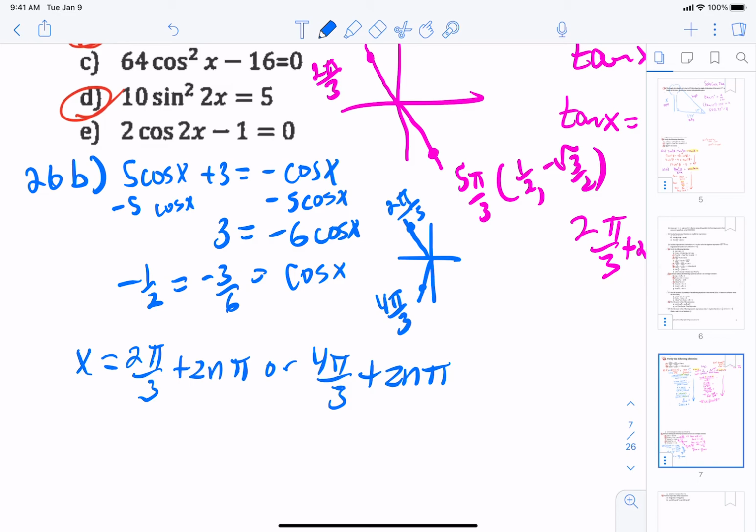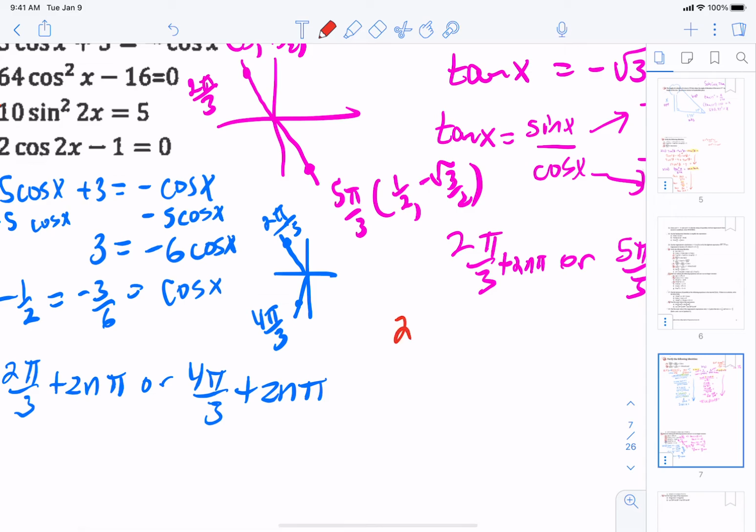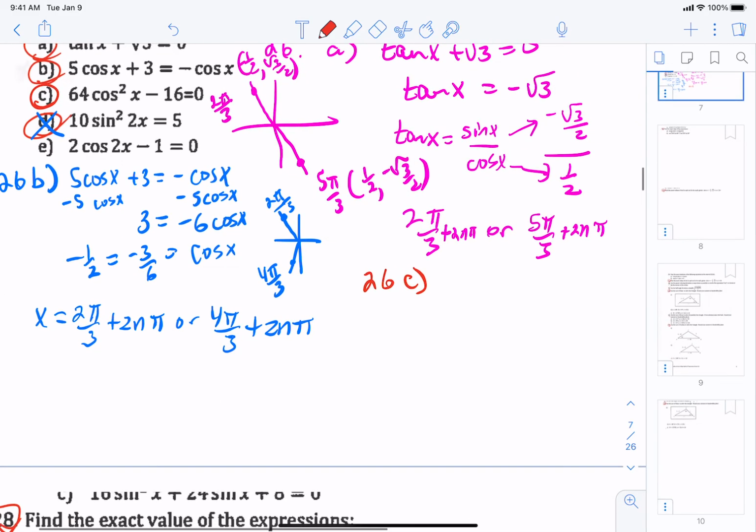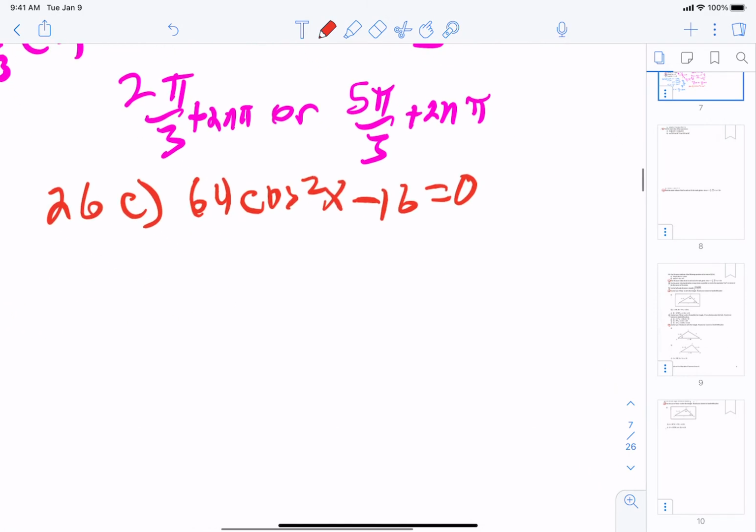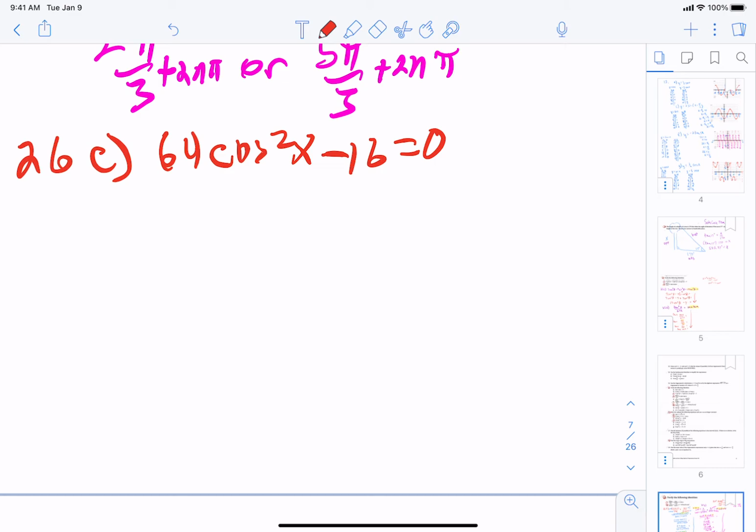Now, I didn't realize that 26D was a double angle one, so I'm going to cross that one out, and instead, let's do C. So we're going to do 26C now. 26C says 64 cosine squared of x minus 16 equals 0. Okay, get the cosine by itself. Add 16 to both sides. Divide by 64.